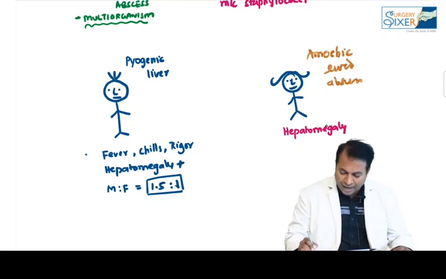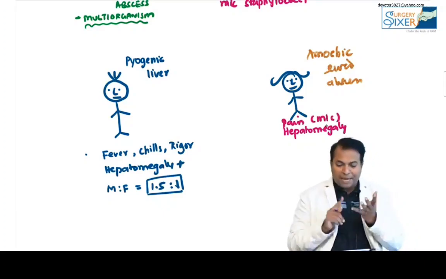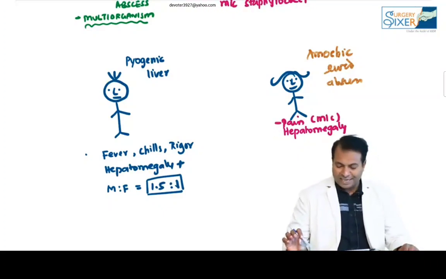Mainly they have hepatomegaly and pain. Pain is the most common symptom, and hepatomegaly may be there. Pain and hepatomegaly are the features of amoebic abscess, whereas pyogenic abscess will have fever with chills and rigor.